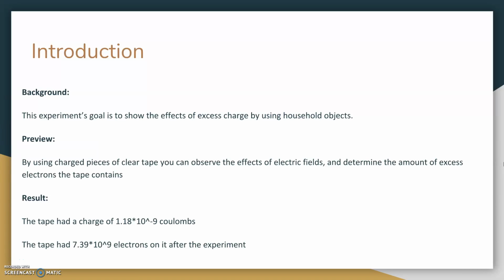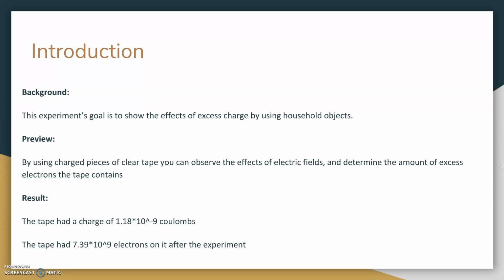So before I start getting into all the details about the lab, I'm just going to give a little information about the background. This experiment's goal is to show the effects of excess charge by using household objects. For this experiment, I used clear tape to show the effects of excess charge. By using charged pieces of clear tape, you can observe the effects of electric fields and determine the amount of excessive electrons the tape contains.